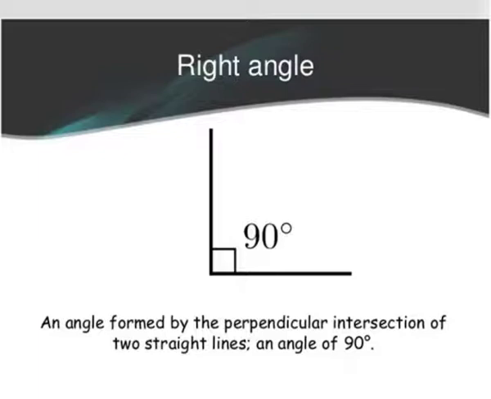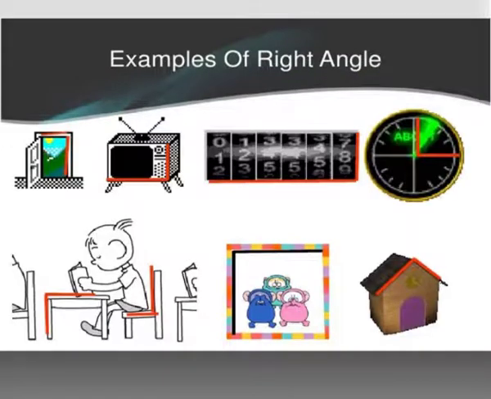Next, right angle. An angle formed by the perpendicular intersection of two straight lines. An angle of 90 degree is called a right angle. So the exact value of 90 degree will form a right angle. Here are some of the things which we are using in our day-to-day life. In this you can see the right angles.